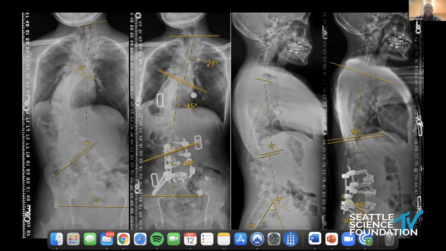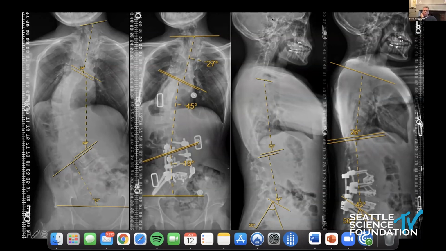So the technique I use for the A-lifts, these are hyperlordotic cages that I actually put in at an angle across the disc space. So you put them in from left to right so that the lordosis of the implant actually works as a coronal wedge. So you kick the spine over by introducing these at an angle.